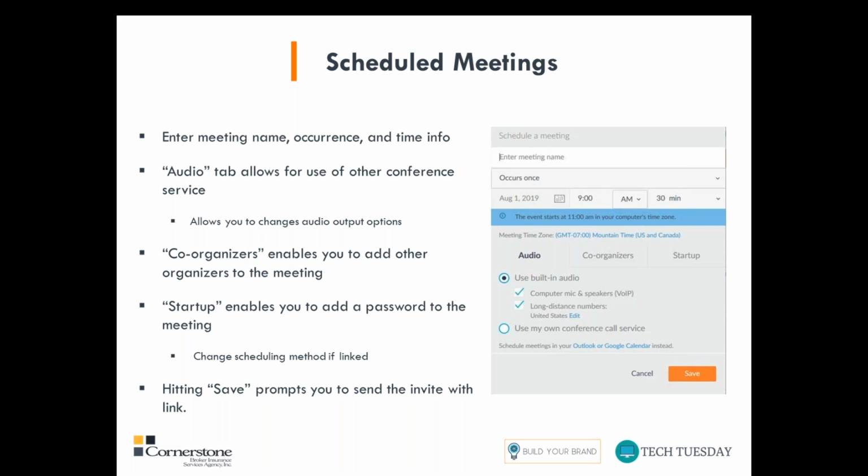But co-organizers enable you to add other organizers to the meeting and other people who can edit the meeting as well. And you can also add a password under the startup tab. That means that not only when you send out a meeting, they'll have a link to the meeting, but there will also be a password locking the meeting to any attendee who might randomly get the link but not have the password. It's a more secure meeting forum if you're trying to have a secured meeting between just you and a few other people in your company.